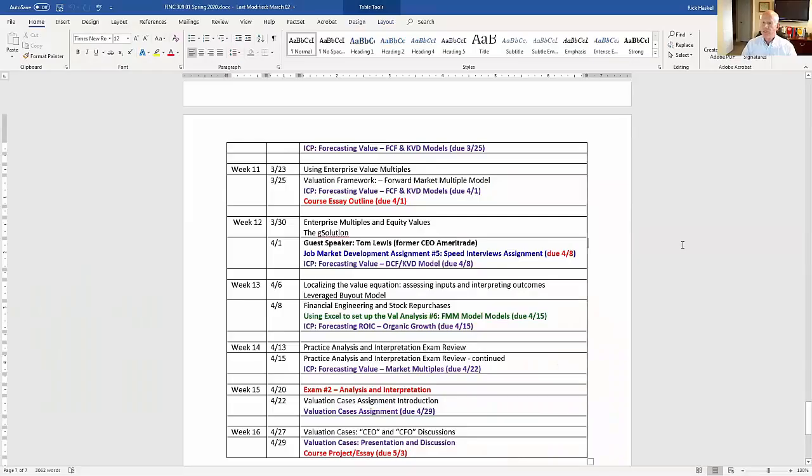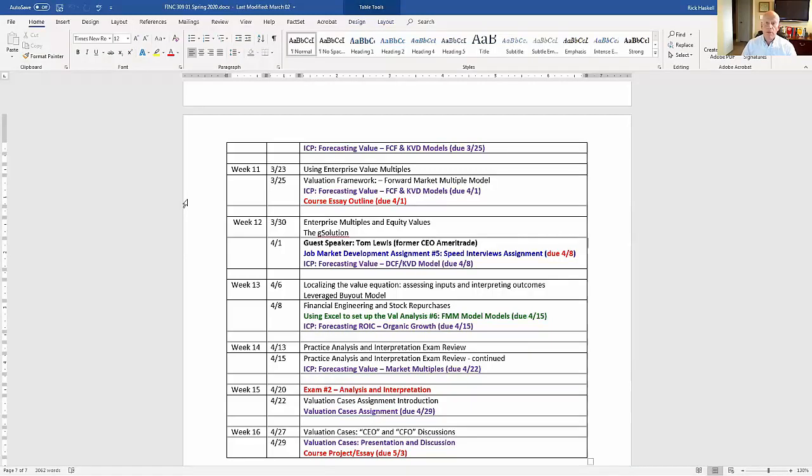So as you can see by the syllabus, and that should be what you're seeing on the screen at the moment, over the next couple of weeks, we've got a few things going on. This coming Monday, we'll be looking at enterprise multiples and determining equity values, maybe even looking at something referred to as the G solution. We'll also go ahead and a week from today, or April 1st, we'll have a guest speaker. It'll be through a Zoom meeting, of course.